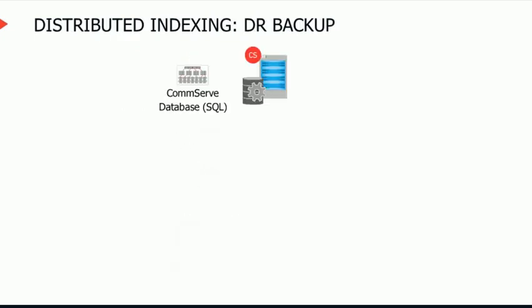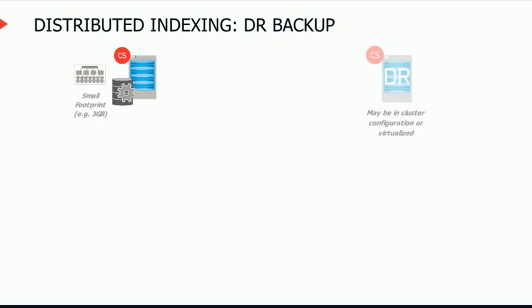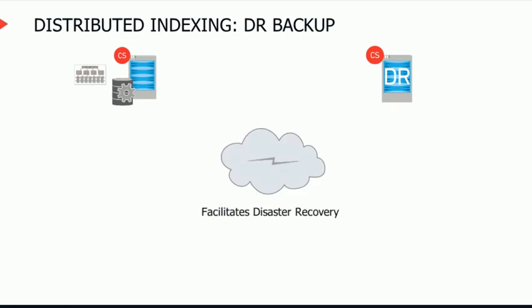So why does it matter? First of all, by distributing indexing across multiple layers, it minimizes the footprint capacity consumed by the indexes. Even in very large environments, the CommServe database maintains a minimal footprint. This allows for portability, and disaster recovery backups of the CommServe database are easily conducted to remote locations over a wide area network. A disaster recovery CommServe may be configured in a cluster arrangement or can be virtualized to minimize cost.